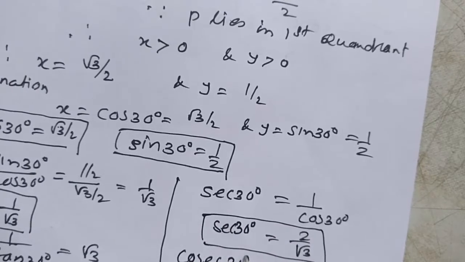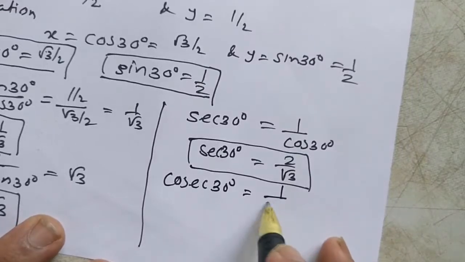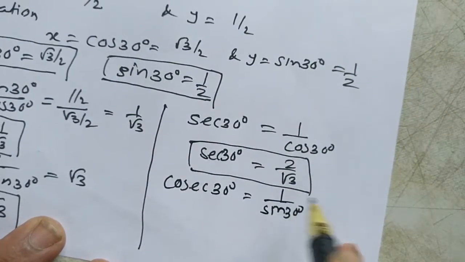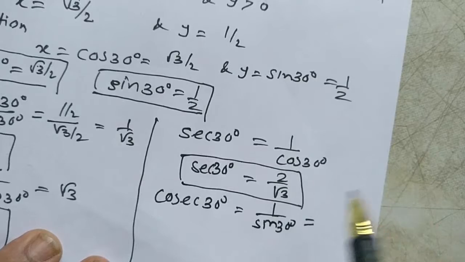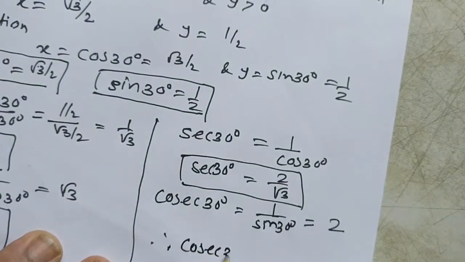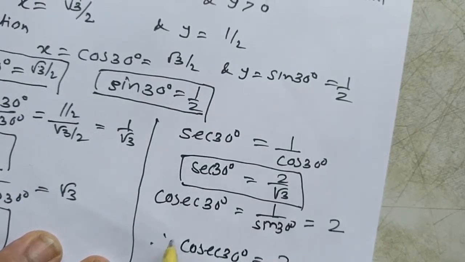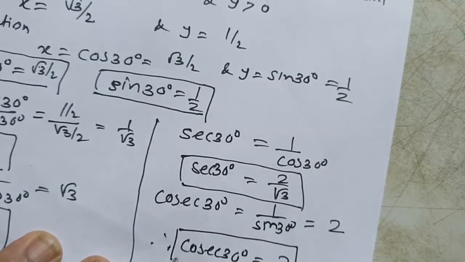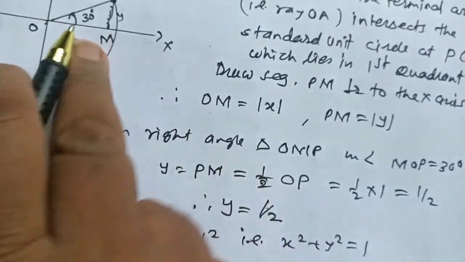Cosec of 30 degree is 1 upon sin of 30 degree. So it is the reciprocal of 1 half, that is 2. Therefore, cosec of 30 degree is equal to 2. In this way, we find all trigonometric ratios of angle 30 degree.